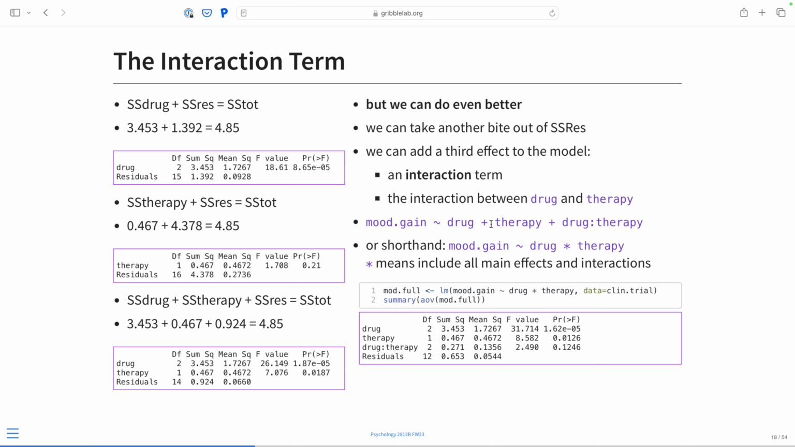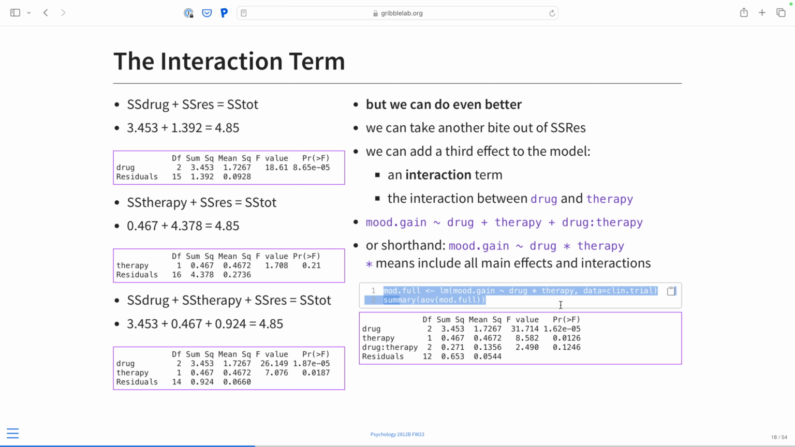And we do this in the linear model using the following notation. We would say mood gain varies with drug plus therapy plus drug colon therapy. The colon means interaction term. There is a shorthand by saying mood gain varies with drug times therapy. The times is shorthand in R to indicate you want to include both main effects and the interaction. If this was just a plus, it would just be the two main effects. When you make this a multiply, it tells R, I want both main effects and the interaction effect.